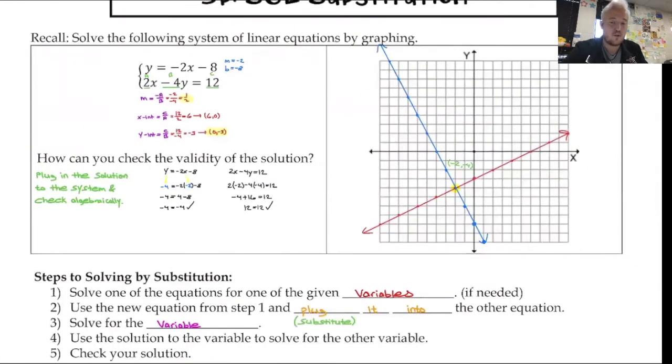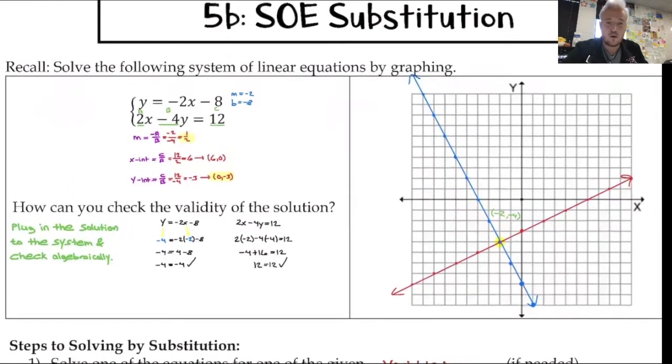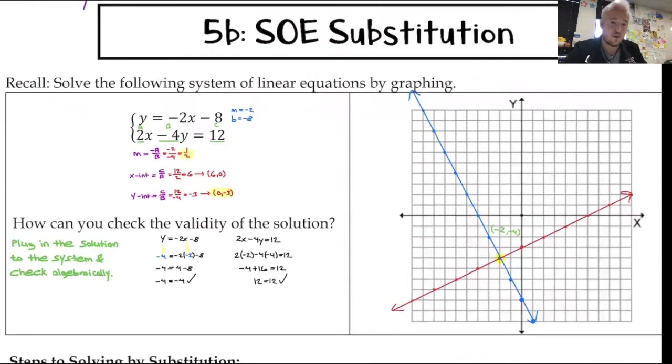So just to note, the solution here has to work for both. If it only works for one and it doesn't work for the other, it's not a solution. The solution must work for both equations or all the equations that you have in the system.